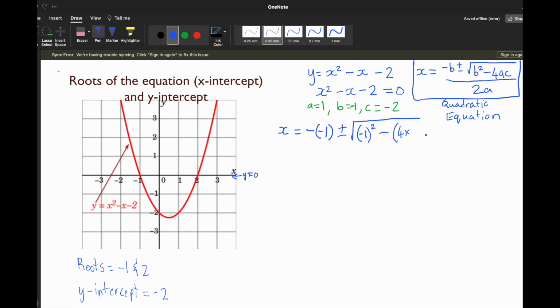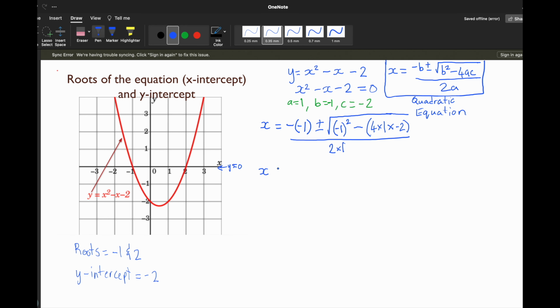then minus, in brackets again, 4, because I'm getting the 4 from here, times a. What's the value of a? 1. Times 1 times c. What's the value of c? -2. All right. So now, all I'm doing here, this 4ac means 4 times a times c. That's why I have this here, 4 times a times c. And all of that goes over 2a, meaning 2 times whatever a is. So in this case, 2 times a, which is 1. So now I can work this out now.